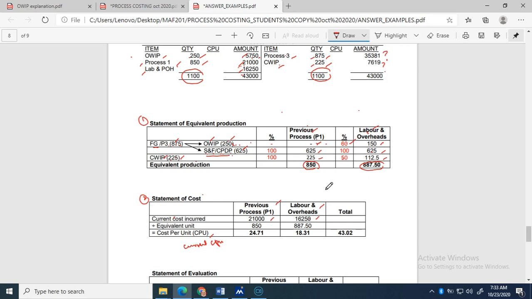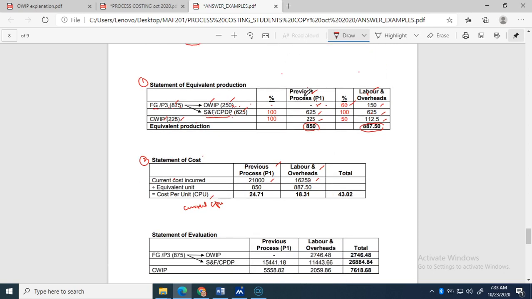Divide by equivalent production, 850, 887.5, so you get the CPU here. So total CPU is around 43.02.